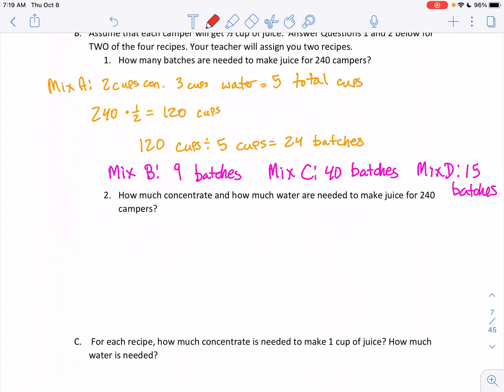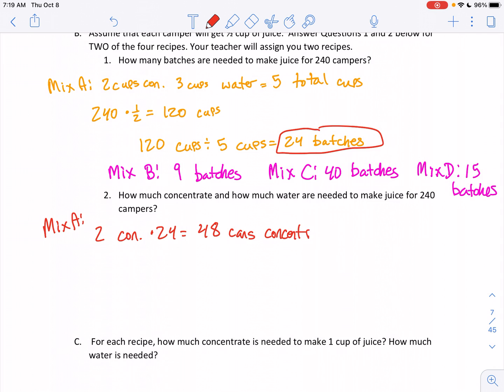Okay, so I'm going to model mix A again because it kind of just goes through things nicely. So we know how many batches we need. We need 24 batches. So all we have to do is take our 2 cups of concentrate that we need for 1 batch times 24, and that gets me 48. I'll label this mix A. So that'd be 48 cans concentrate. And then 3 times 24 would be 72 cans of water.